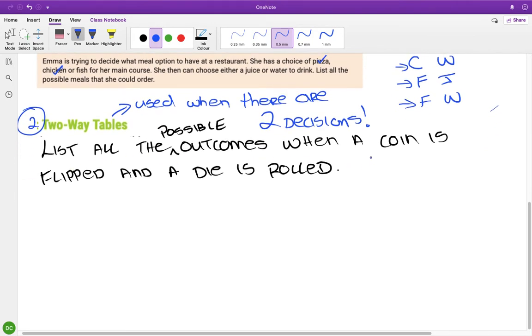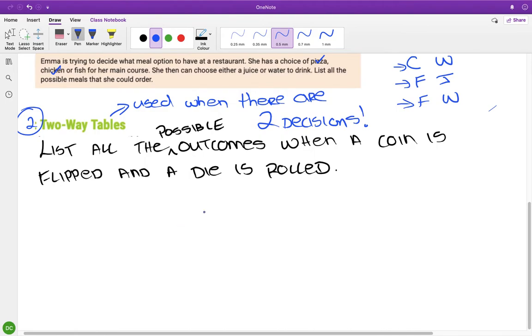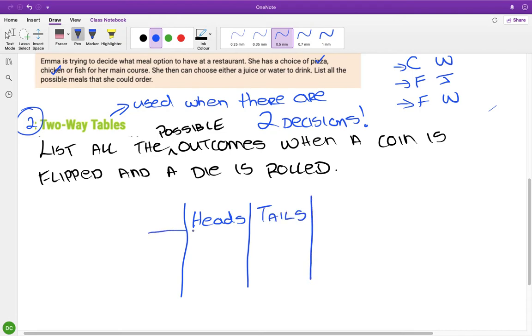This example in black here, I've obviously written myself, so you will have to take that down. But the question is, list all the possible outcomes when a coin is flipped and a die is rolled. Okay? So let's think about the coin. What are my outcomes for a coin? If you take a coin and you flip it, what could you get? So hopefully you're telling me I could get heads or I could get tails. So they're my options. Yeah? So it doesn't really matter which one you put across the top and which one you put down the side. It makes no difference whatsoever. The coin was first, so I put it across the top.